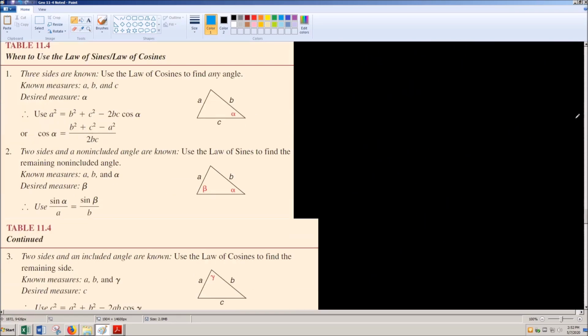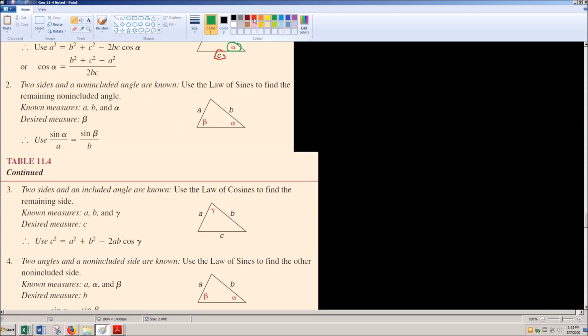Here's a nice table that kind of helps run us through when to use each of these things. Basically, if I have 3 sides known, I'm always going to be using law of cosines. There's no way I can even set up a law of sines without an angle and the side opposite from it. So with just knowing 3 sides, not much I can do there. So again, I know these things, and I want to solve for that thing. In that case, I'm going to use my law of cosines to do that.